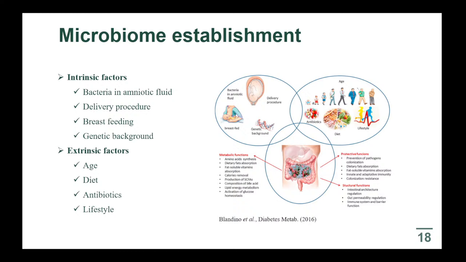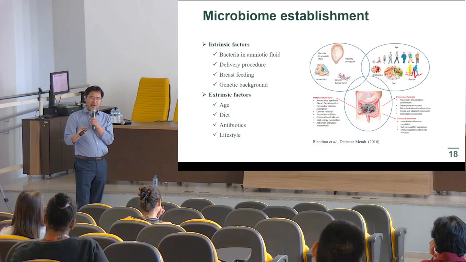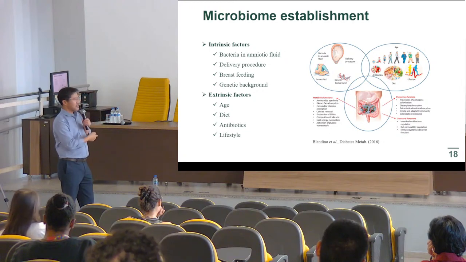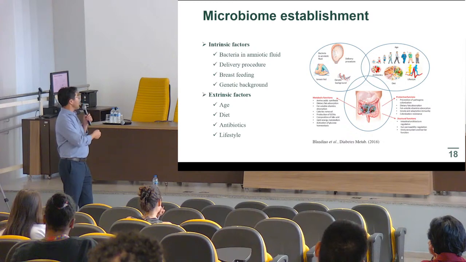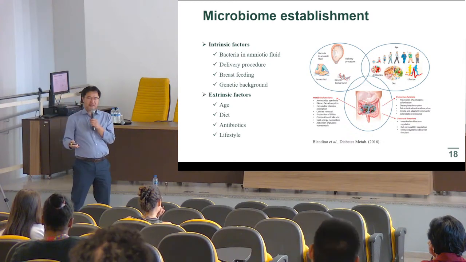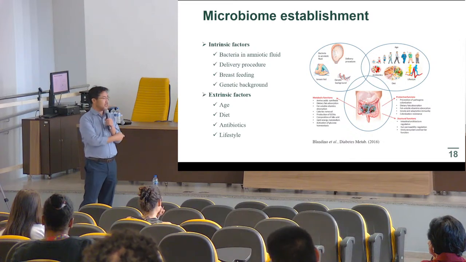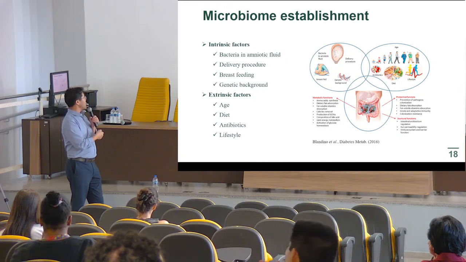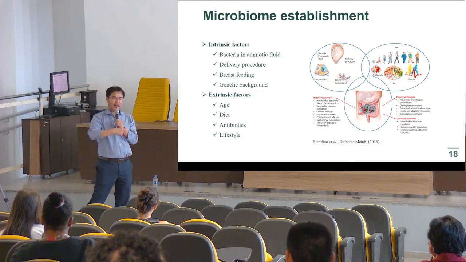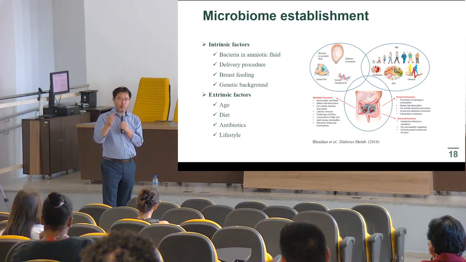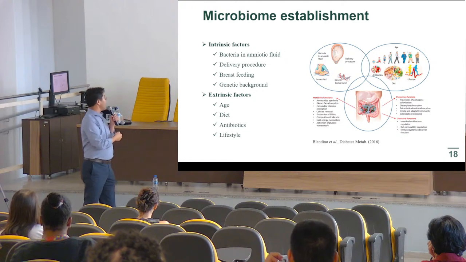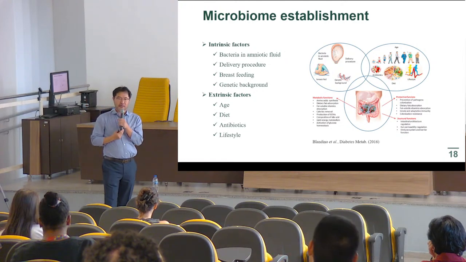Newborn animals do not yet have established microbiota, but he said maybe it takes about 7 days to have a very well-established microbiota in the lumen. Also diet, antibiotics, and lifestyle affect microbiota. These extrinsic factors are very well studied. There's no disagreement; everybody accepts that they are very important. However, there are some intrinsic factors, like bacteria in amniotic fluid and delivery procedures. Whether you are born by natural labor or through C-section gives quite different microbiota, even on your skin. And breastfeeding obviously affects the microbiota composition.